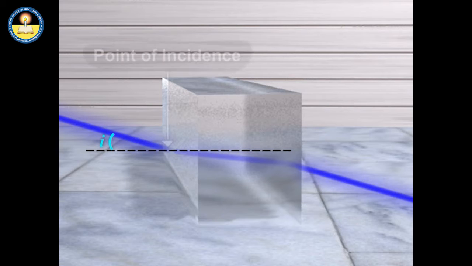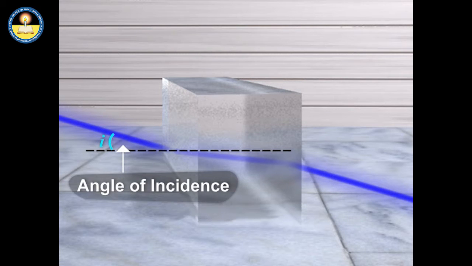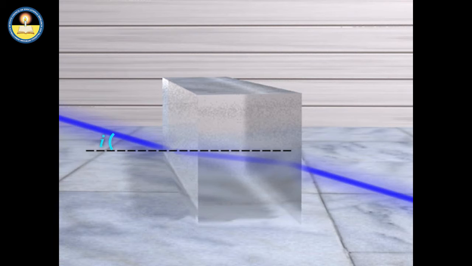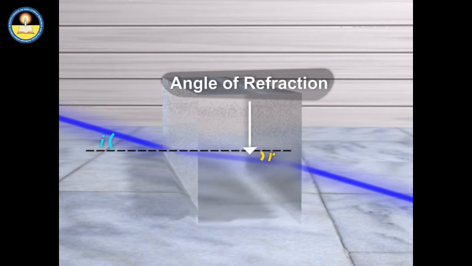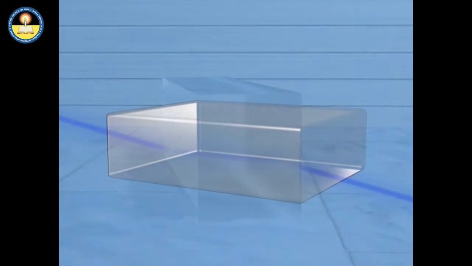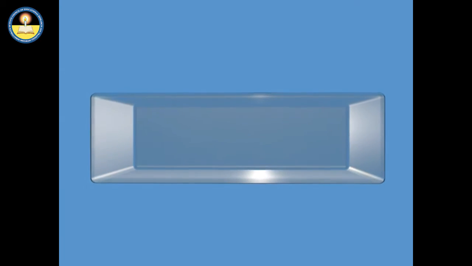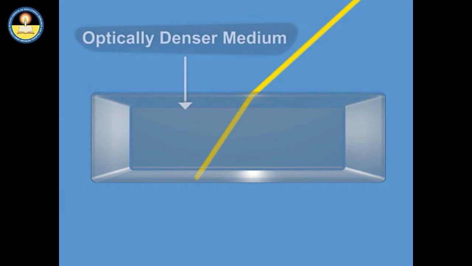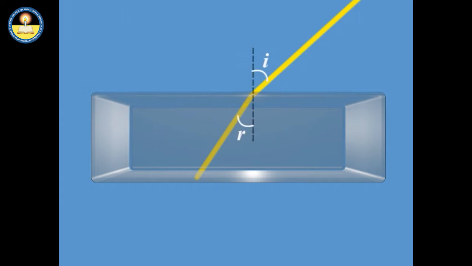The angle that the incident ray makes with the normal at the point of incidence is called angle of incidence, and the angle that the refracted ray makes with the normal at the point of refraction is called angle of refraction. Here, a ray of light is travelling from air to glass, which is an optically denser medium than air. Hence, at the surface of glass, the ray of light gets refracted in such a way that the angle of incidence is greater than the angle of refraction.